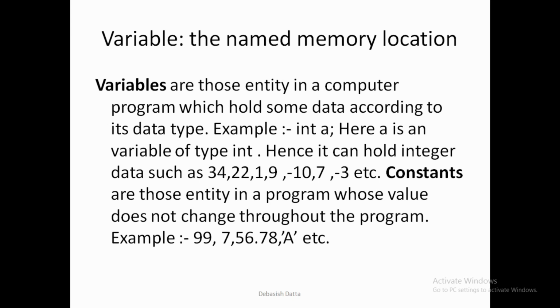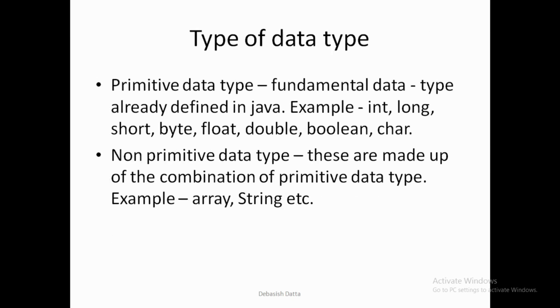So as I have said, the primitive types can be of 8 different types. So primitive variables can also be of 8 types, and in the same way there are 8 types of primitive value constants in Java.